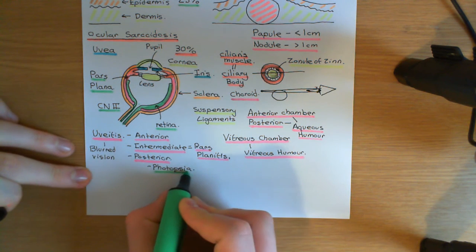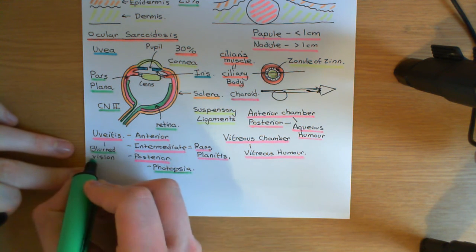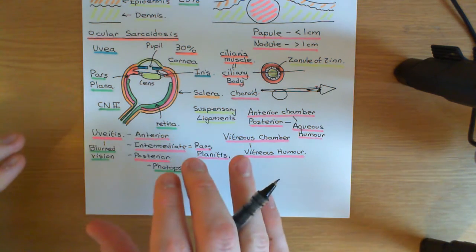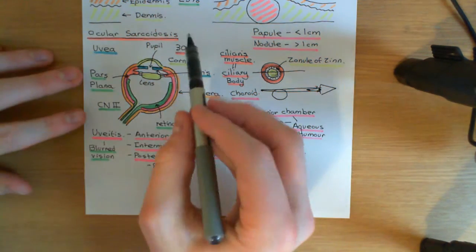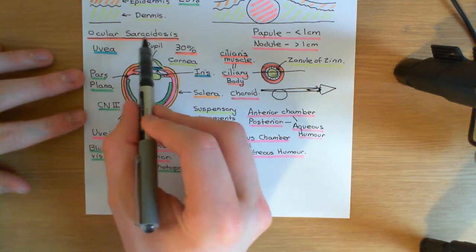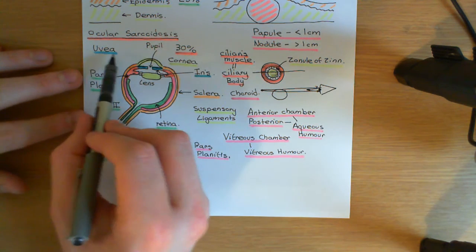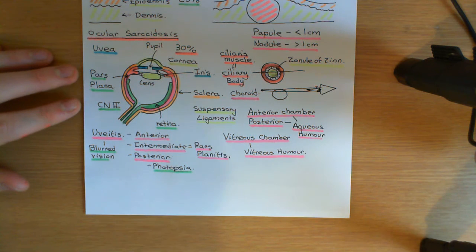And of course there are many other symptoms that can arise because of anterior, intermediate, and posterior uveitis. I'm just going over some of the very basic ones. Okay, so sarcoidosis then, in 30% of cases of sarcoidosis you can get ocular involvement, and this is going to involve granulomas forming in the uvea portion of the eye.